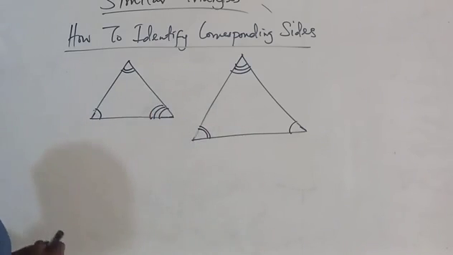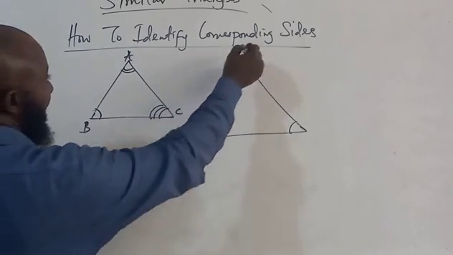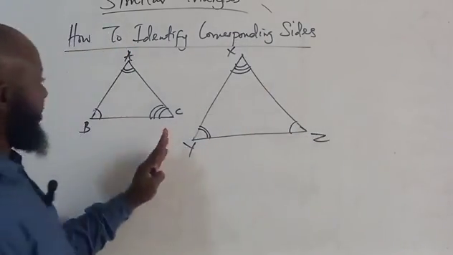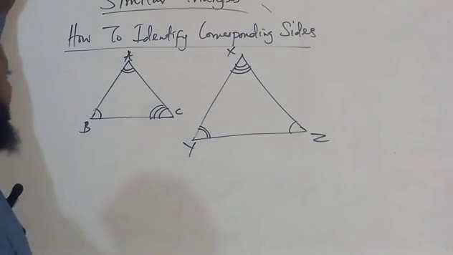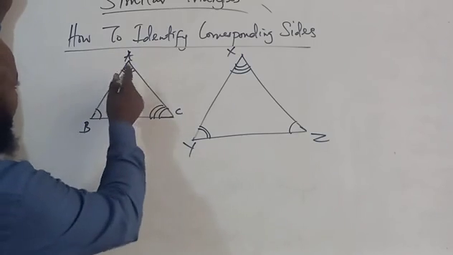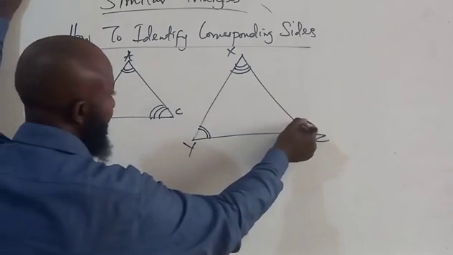Now, as you have here, let's label this one as A, B, C, and this one as X, Y, Z. Now, we want to get the ratio of corresponding sides here. Now, side AB, from here, it shows that this angle is equal to this angle.